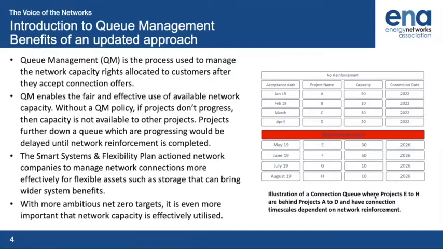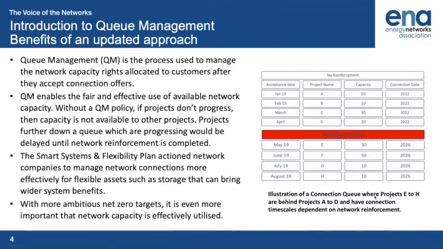Now, one of the key things to bear in mind here is customers A to D, well, everybody in that queue has accepted a connection offer, right? So A to D do not require reinforcement to connect. They will require other assets, you know, extension assets, and customers E to H, they accepted quotes with a reinforcement element in it, right?